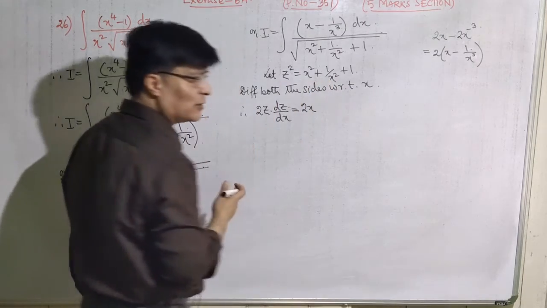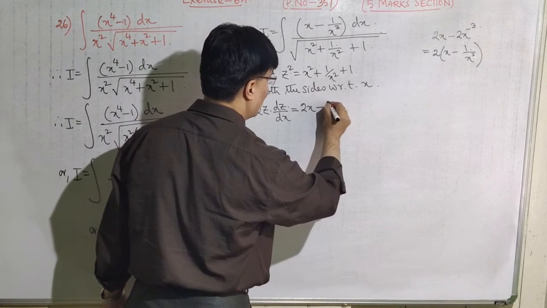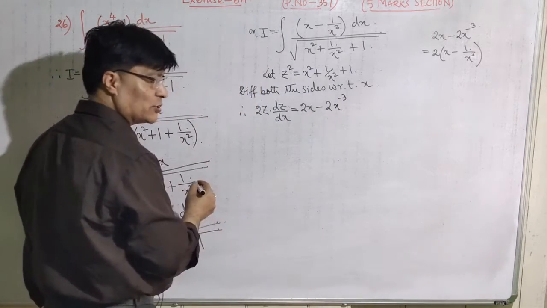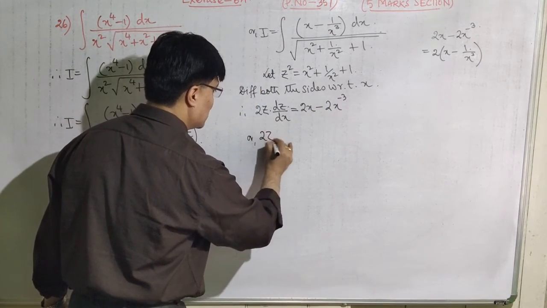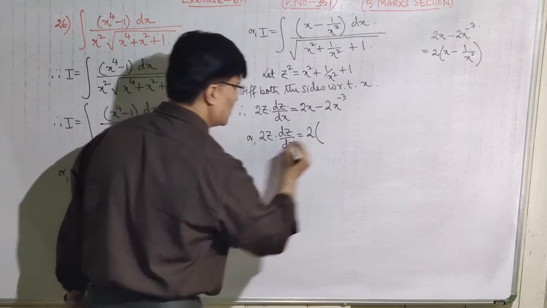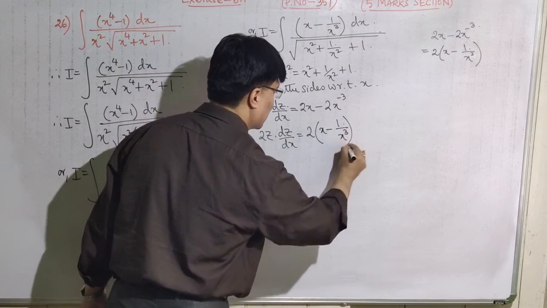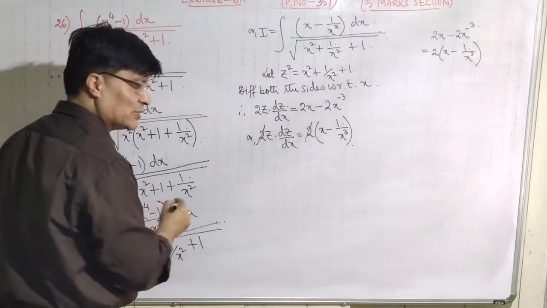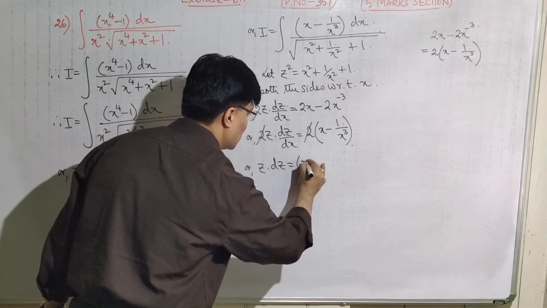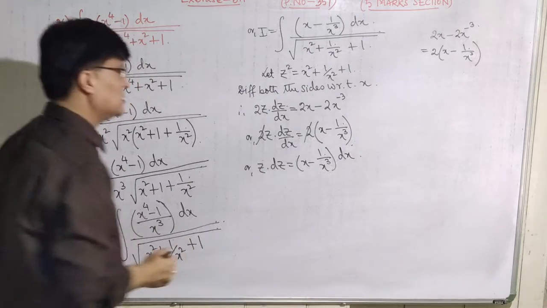Then what is the differentiation of 1 upon x square? Now x square is taken to the numerator, make it x to the power minus 2. And what is this differentiation? Minus 2 becomes the coefficient, x to the power, decrease the power by 1, that is minus 3. Now this is 2z dz by dx is equal to, 2 is taken common, within bracket what do we get? X minus 1 upon x cube. Here 2 gets cancelled. Now cross multiply it. So z dz is equal to x minus 1 upon x cube bracket closed, then it is dx.